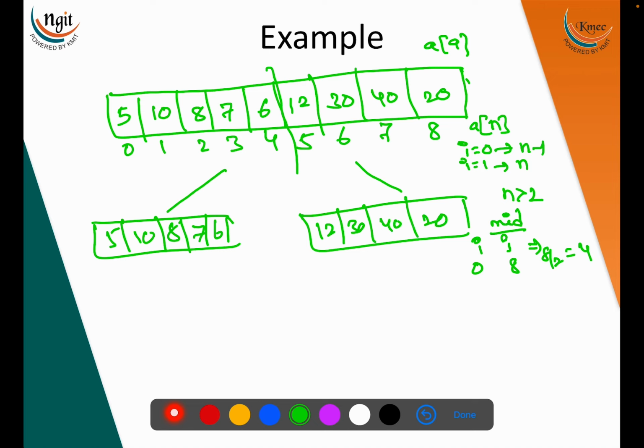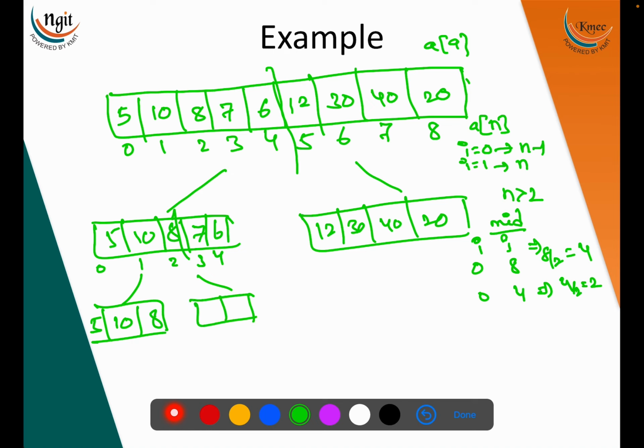Again a recursive operation. Again for this list we find the middle element. This time the middle is: indexes 0, 1, 2, 3, 4, so 0 plus 4 by 2, which is 2. Up to 2 it will be one list, that means 5, 10, 8 in one list, and the other list is 7, 6. The same will be applied here: one list will be 12, 30 and the other list will be 40 and 20. What exactly we are going to do is, since n is again greater than 2, divide it into two lists. 5, 10 is one list, 8 is the other list.